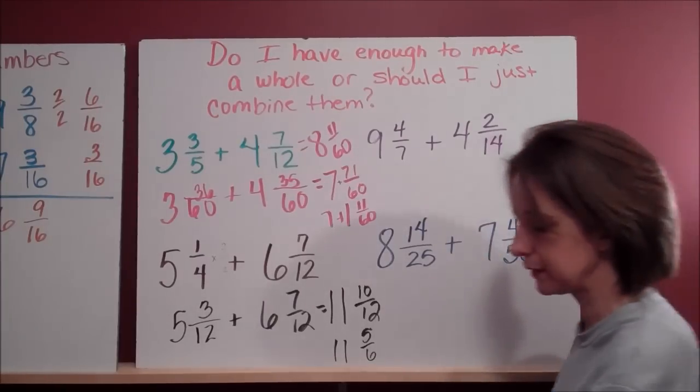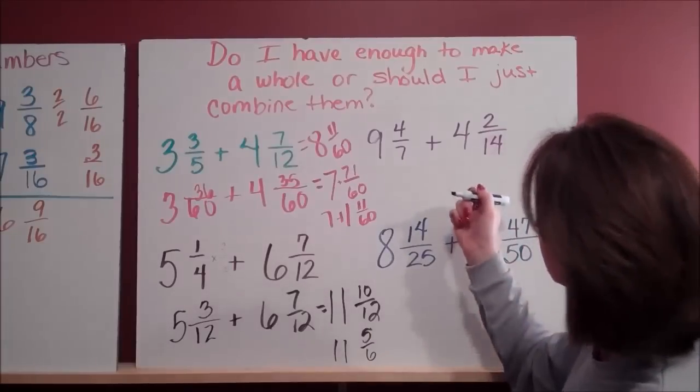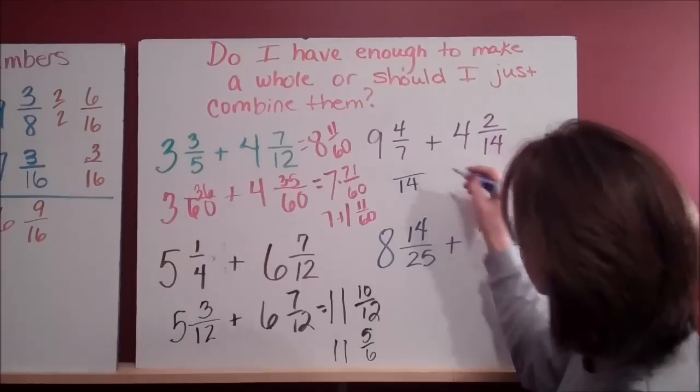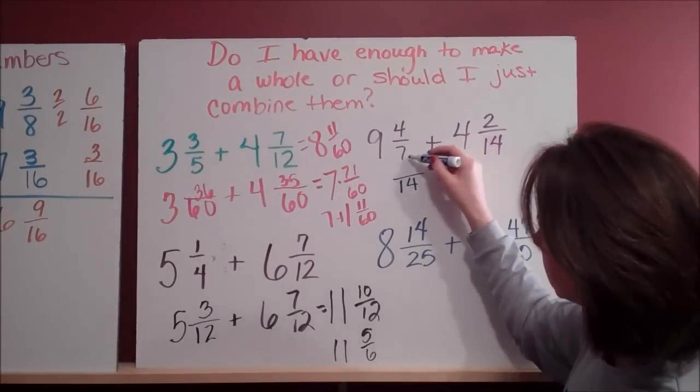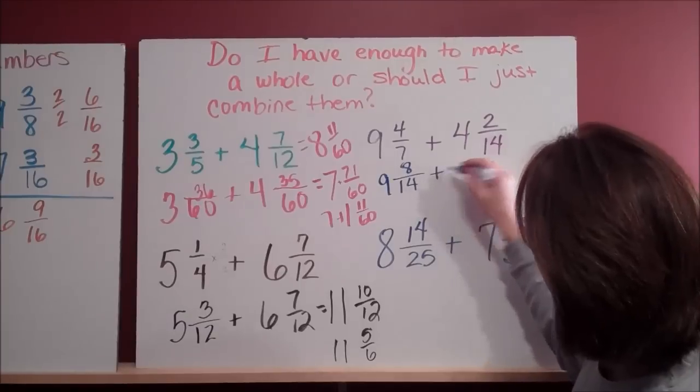Okay, 9 and 4/7 plus 4 and 2/14. I'm going to convert them to 14ths. So 7 times 2 is 14, 4 times 2 is 8.